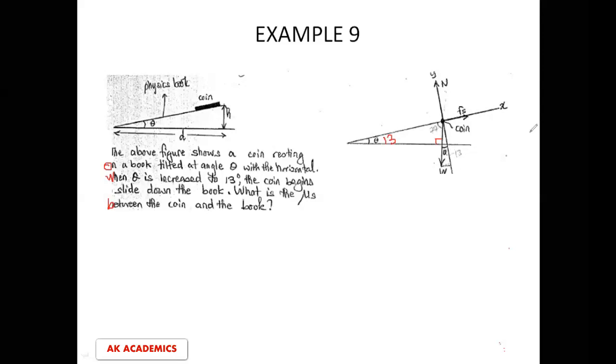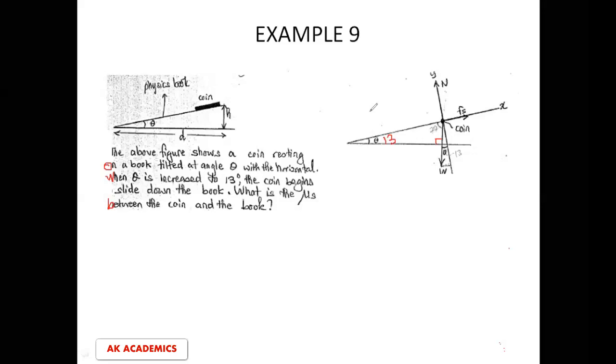Now the coin is going to slide down. If the coin is sliding down, the force pulling the coin down is going in this direction, so the frictional force will be up. That is why we have Fs here as our static frictional force preventing this coin from going down.